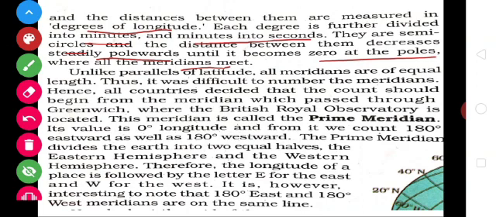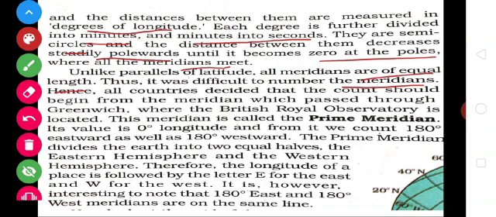Unlike parallels of latitude, all meridians are of equal length. See, all meridians are of the same length. Thus it was difficult to number the meridians, because they are all of equal length.